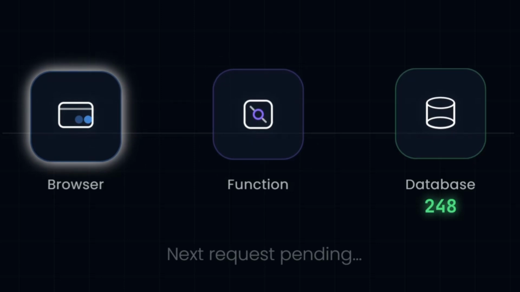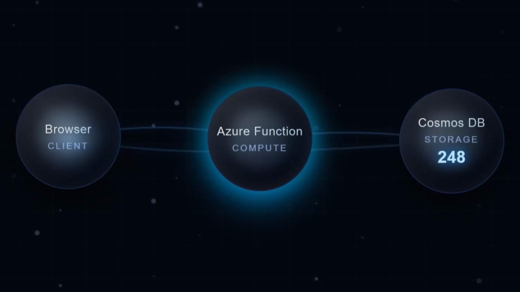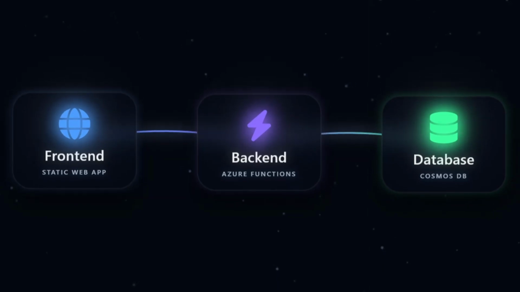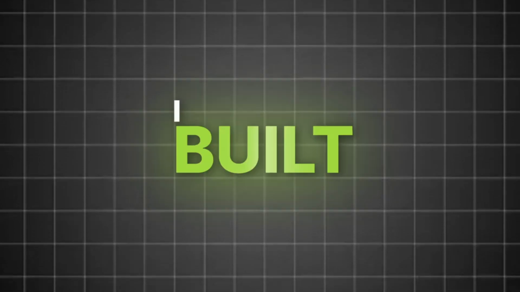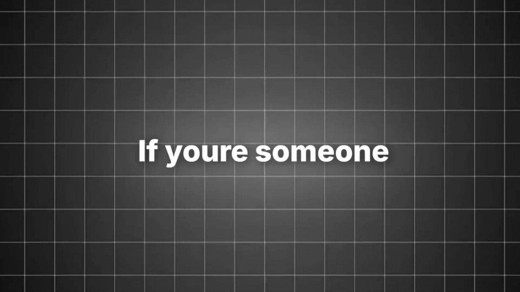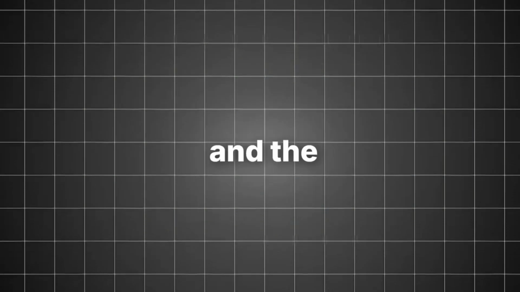That's the full workflow. The browser calls the function, the function reads the database and returns the count, and the browser shows it. Front end done, back end done, database done, all connected in one project. So that's it. That's the whole project. I built this entirely in 2 days, and honestly, this one project taught me more than anything else I have done. If you're learning cloud and want to try something, you can try this as your first project.